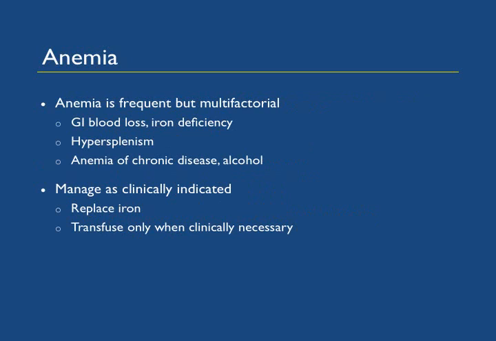The third cytopenia is that of anemia. It is frequent in cirrhotic patients, but of course it's multifactorial, as there are other things beyond hypersplenism that can limit the number of red cells. GI blood loss and iron deficiency are two extremely common ones. Hypersplenism clearly plays a role, but in addition there can be a contribution from anemia of chronic disease or alcohol. Anemia should be managed as clinically indicated. Iron should be replaced if iron deficiency is present, and blood transfused only as clinically necessary.